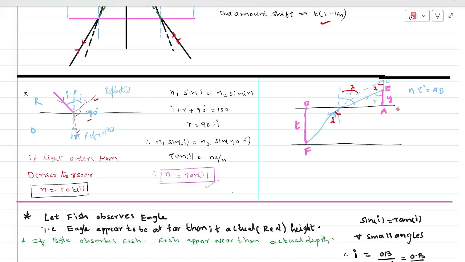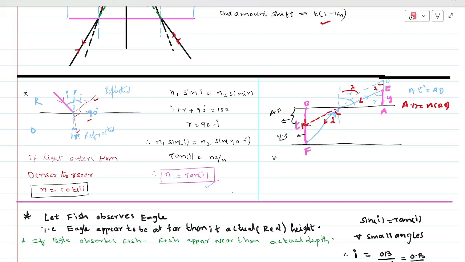If you write Snell's law for small angles, then apparent depth is equal to n into real depth. That means it appears far. Similarly, if you change the arrow mark, the principle of reversibility will follow. The fish appears here, this is F dash. For the eagle, the light is appearing from this image of the fish. This length is the apparent depth of the fish, and the vertical separation between real depth and apparent depth is called the shift. This is the vertical shift.